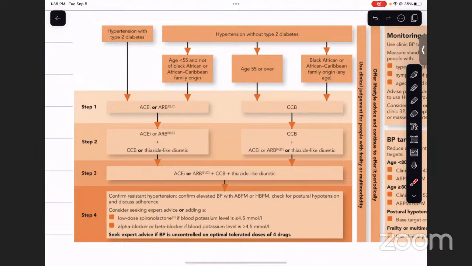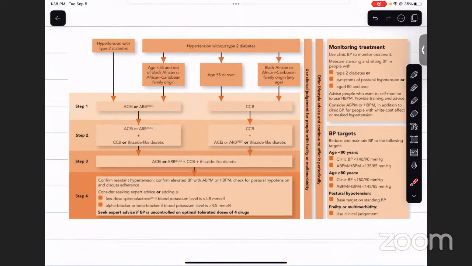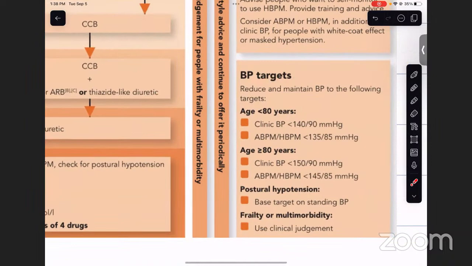And then if pressure is not controlled, we must know the target blood pressure range according to age. Here, blood pressure targets: if age is less than 80 years, clinic blood pressure is less than 140 over 90, and ambulatory or home blood pressure is less than 135 over 85. And if age is 80 years or more, clinic blood pressure is less than 150 over 90, and ambulatory or home blood pressure is less than 145 over 85. This is the target blood pressure for those 80 years or older.